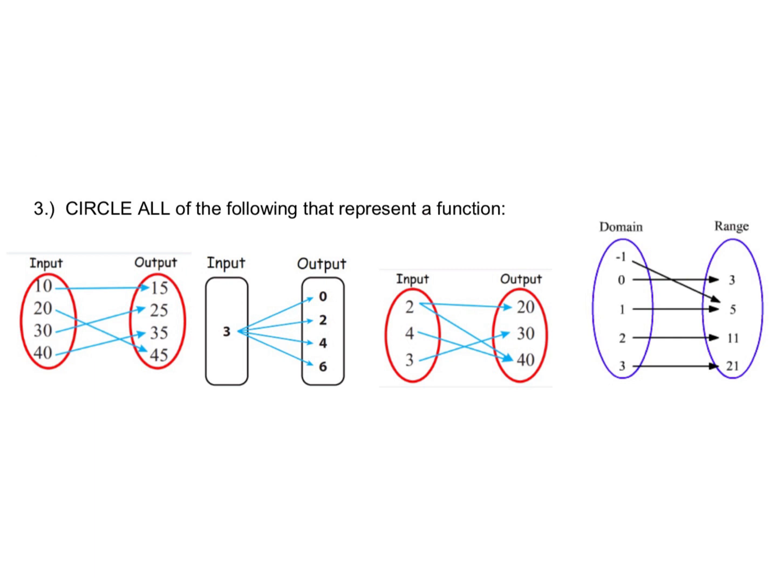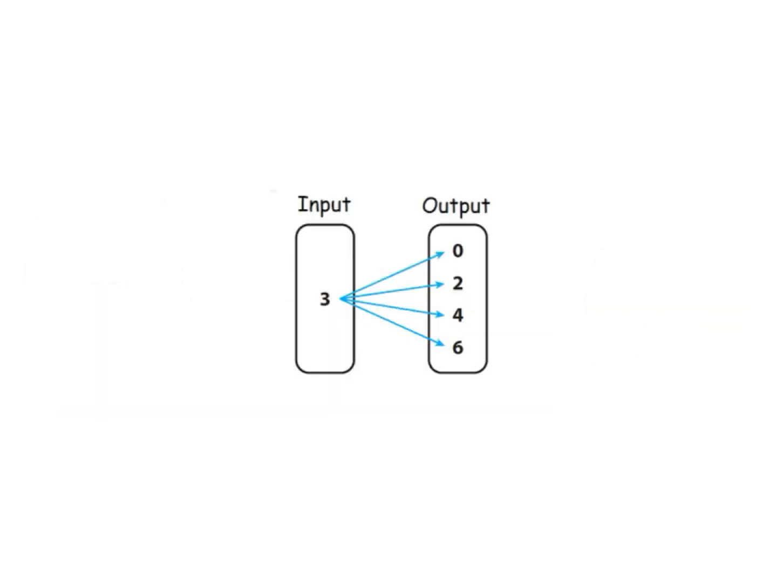Okay, now we're going to do the same thing, but it's with mapping diagrams. So we're going to circle all the following that represent a function. Okay, looking at number 1, again, use that idea of focusing on the inputs. So we have an input of 10, 20, 30, and 40. Those are all different inputs, so they're paired with an output. So this one is a function, or you could circle it. Okay, number 2.